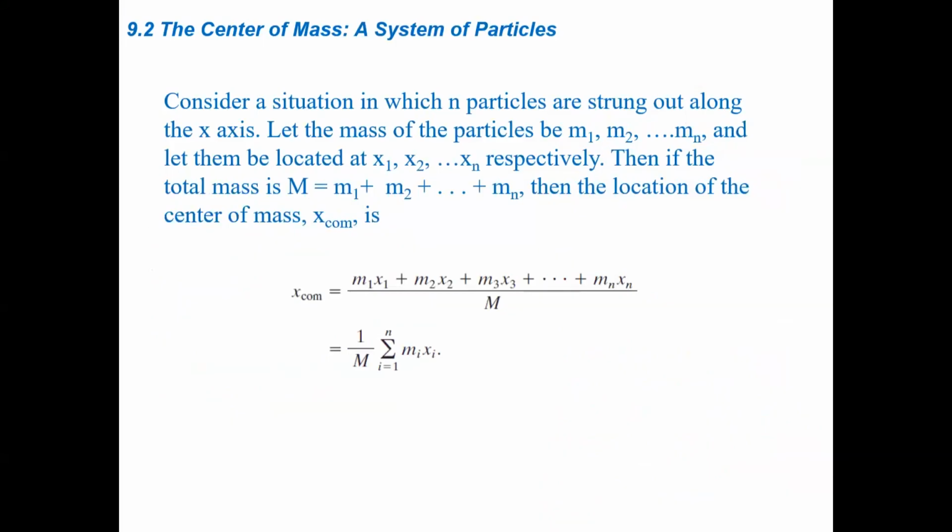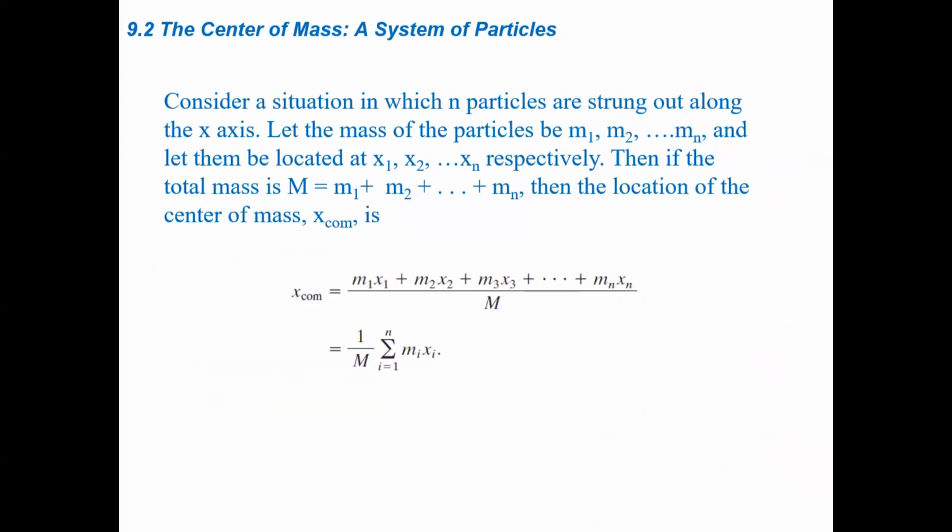If we have, let's say, n particles or an object that is made of n parts, they are strung out along the x-axis. If the mass of each particle is m1, m2, so on and so forth, and they are located at x1, x2, and so on and so forth, then if the total mass is m, the location of the center of mass, xcom, is m1 x1 plus m2 x2 plus m3 x3, until you finish with all of the parts, divided by the total mass.